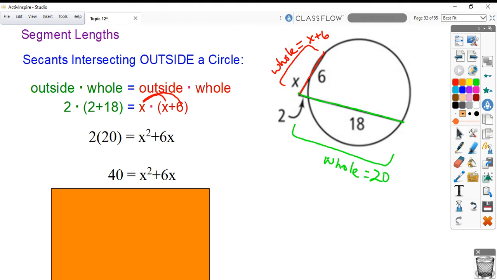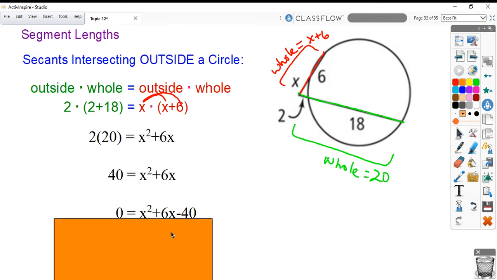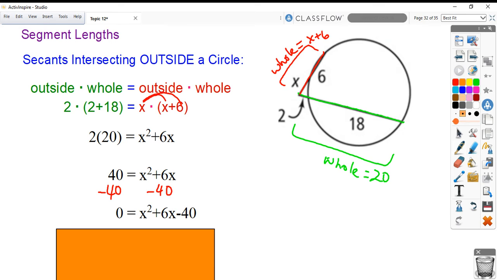Okay, so here's what we can do. What we're going to do first is subtract the 40 on both sides. We're going to go minus 40 and minus 40. And remember that on the right side of this equation, you can only combine like terms. So we end up with just minus 40 tacked on to the end of what we already had. This right here is an equation that you can solve in the calculator very easily.